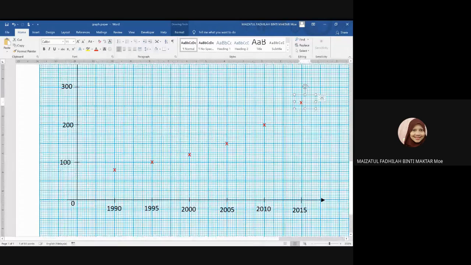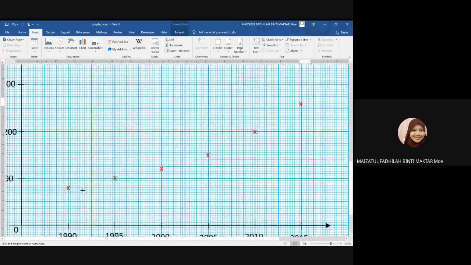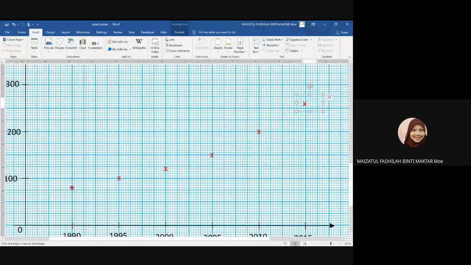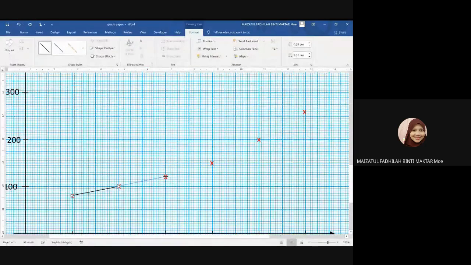After that, what do you need to do? You must connect the line. Okay, between the points that you already marked here, please connect each point like this one. Okay, so make sure for this one you must use a ruler.